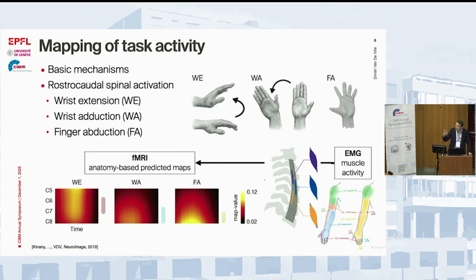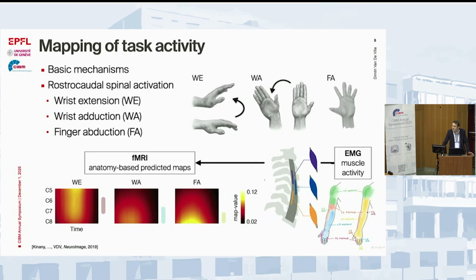And so based on this known anatomical knowledge, you can predict what are called spinal maps, which you see here at the bottom left side. Those are hypothetical activations along the spinal cord for these different movements. And so in a way, you can compare them with what you measure with fMRI.